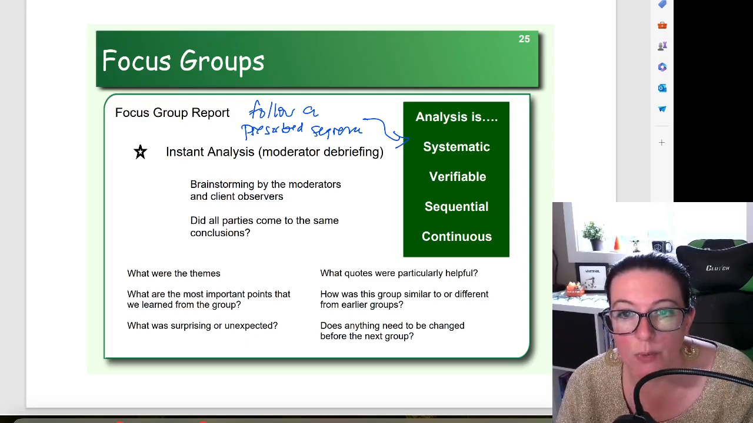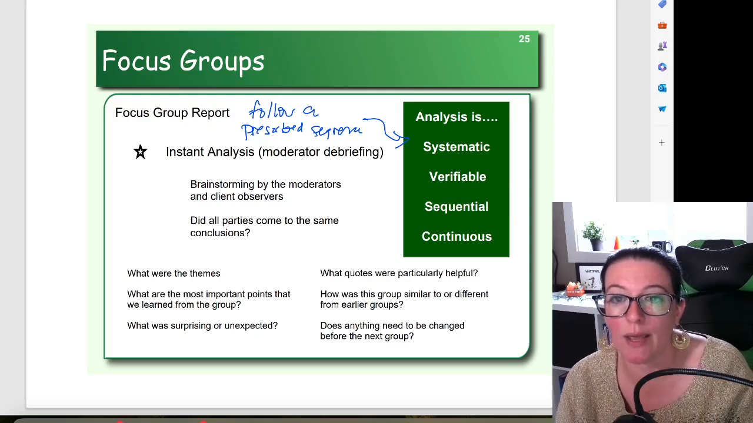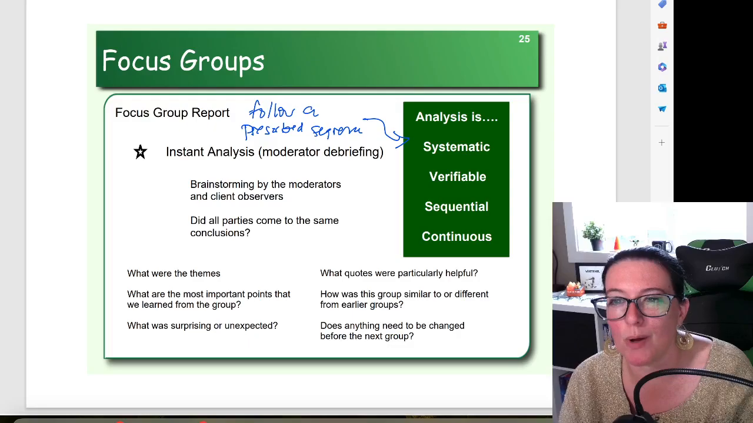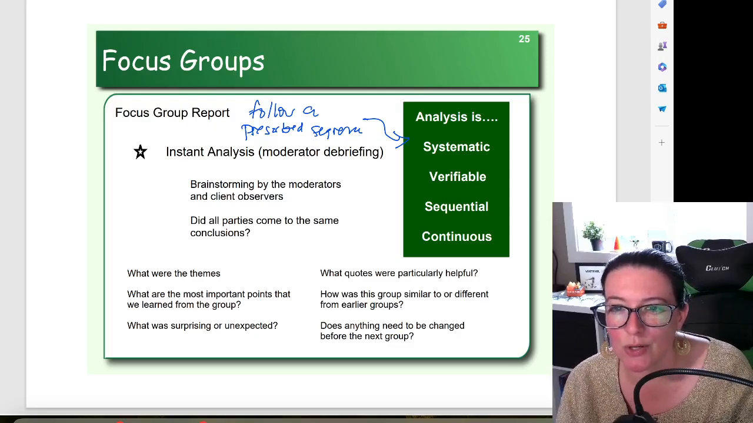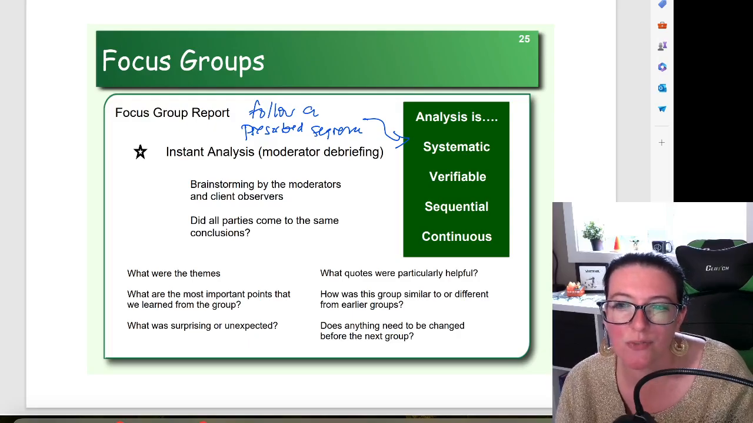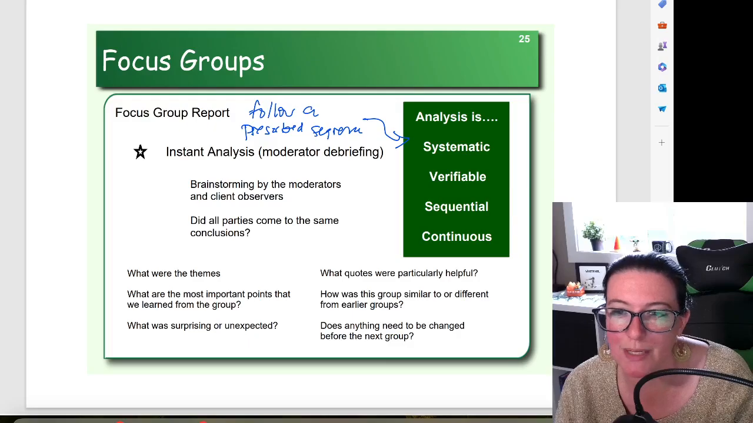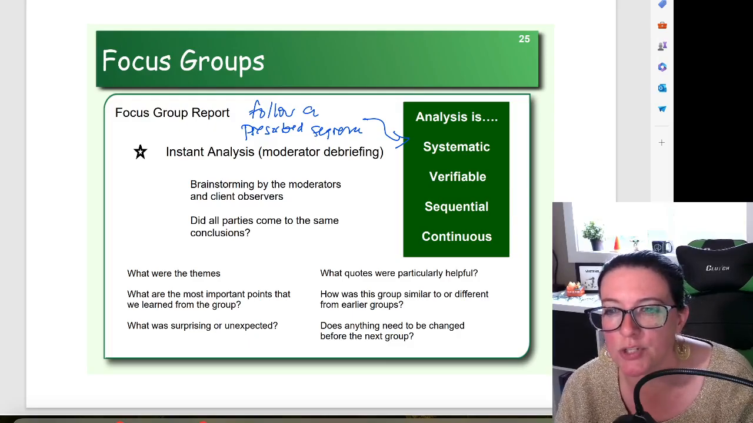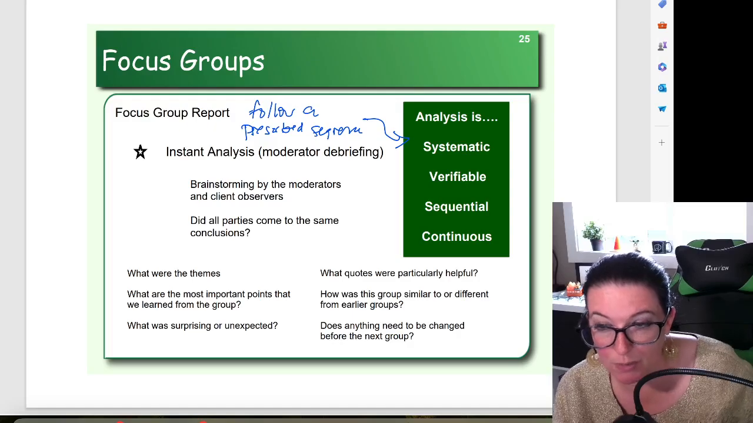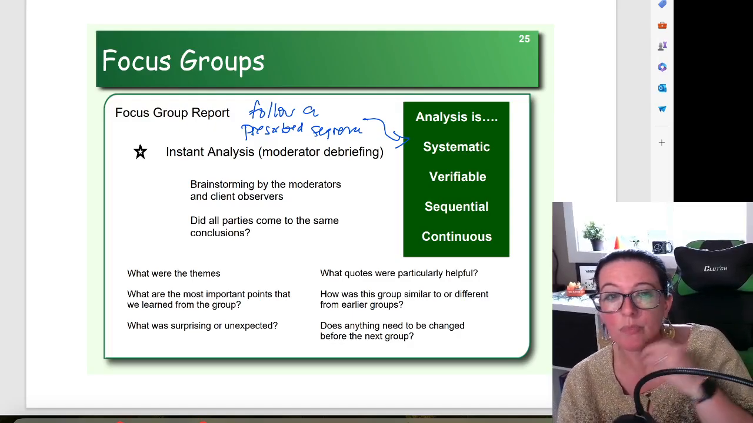In that prescribed sequence, we're going to look at themes. We're going to look at most important points. We're going to look at what's surprising. We're going to look at what was similar or different between groups. And so the process for our analysis is going to be a sequence that we will follow each time we do a focus group.